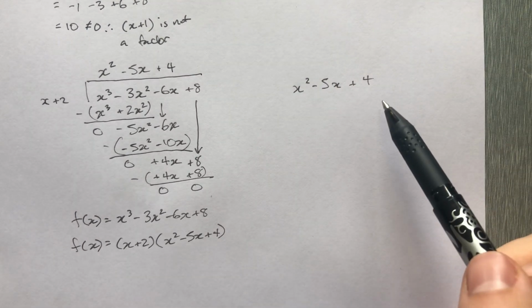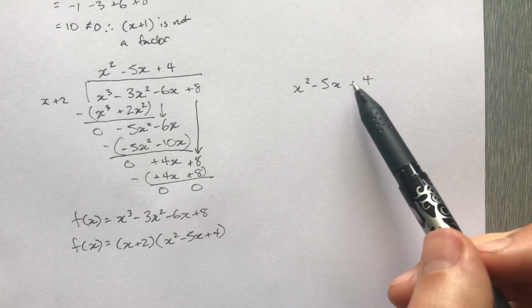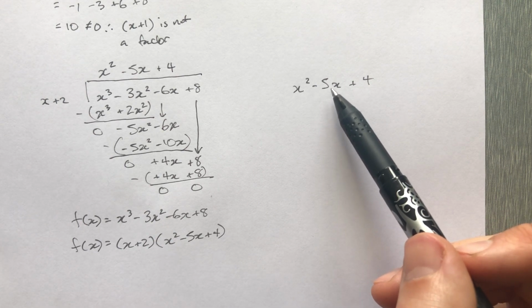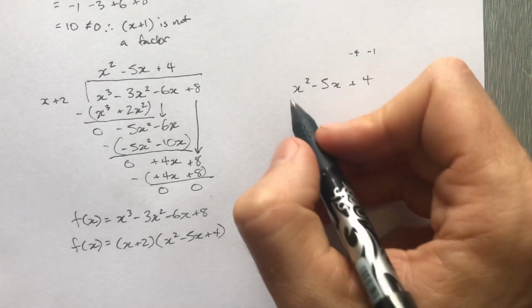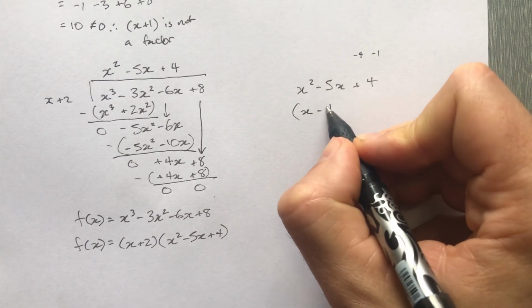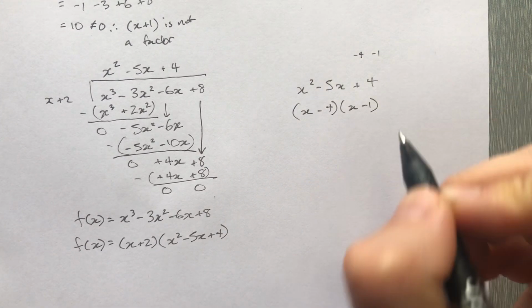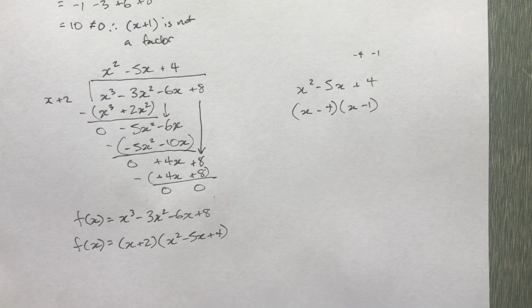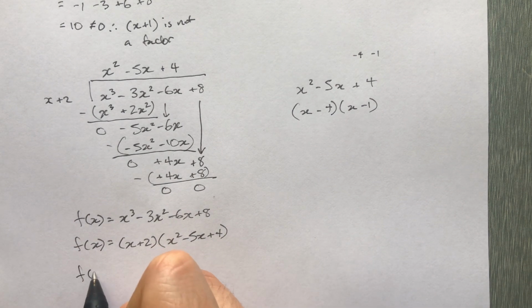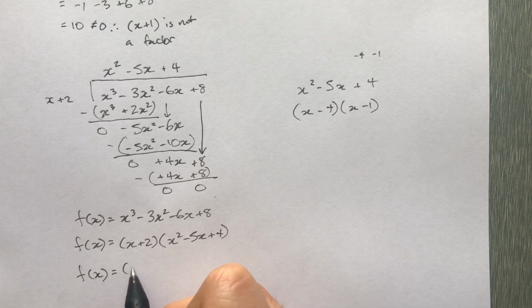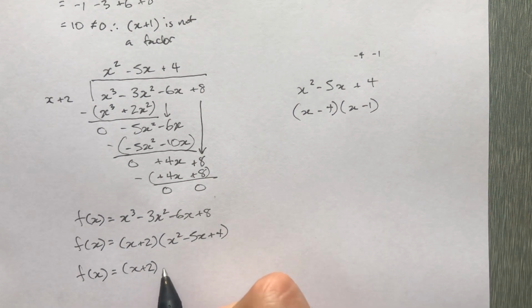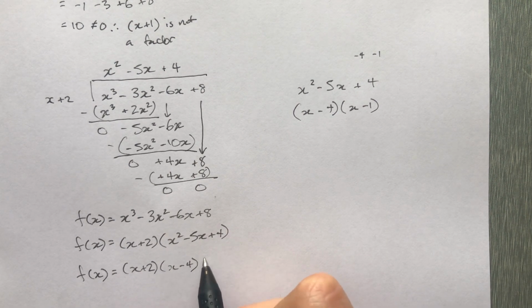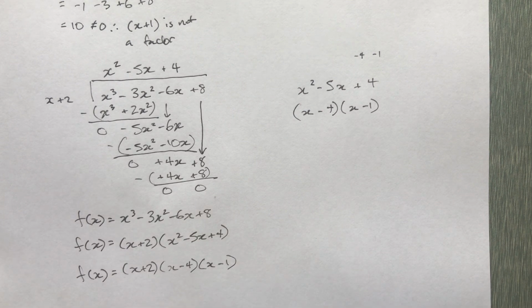Alright, so the factors of 4 that add up to minus 5, that would be negative 4 and negative 1. There we go. So we have factorized it. So now we don't want to forget about our other factor, which is x plus 2, and we change this into those 2 there. And we're finished. We've found our 3 linear factors.